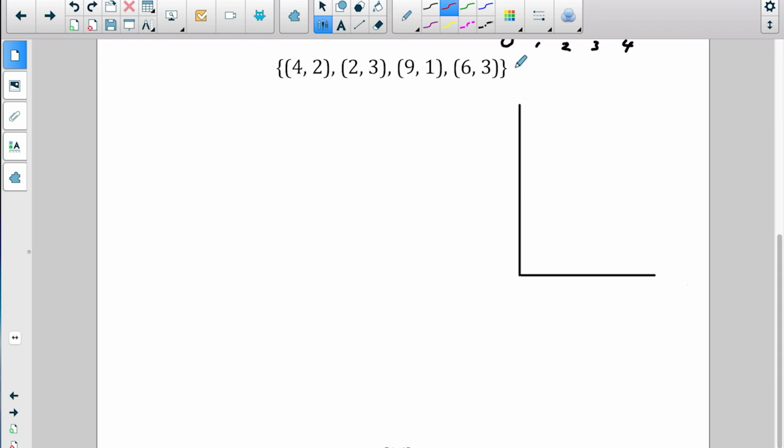In our second example here, you'll notice that our ordered pairs are not in order from the lowest x value to the greatest. So let's go ahead and label all of our x and y values first. And let's set up our table of values. So for all of your x values, let's go least to greatest. So we've got 2, 4, 6, and then 9. So 2, 4, 6, and 9 will come into that x column.